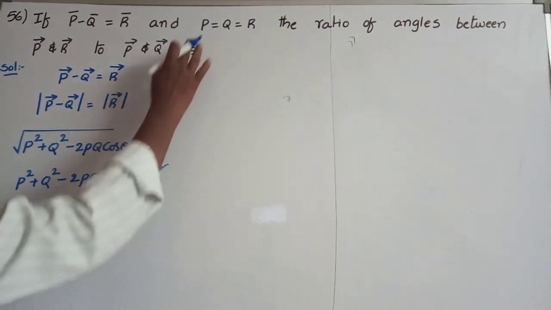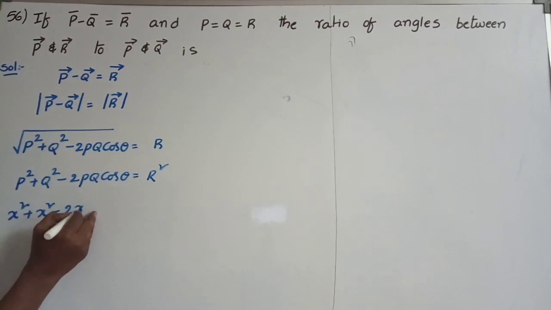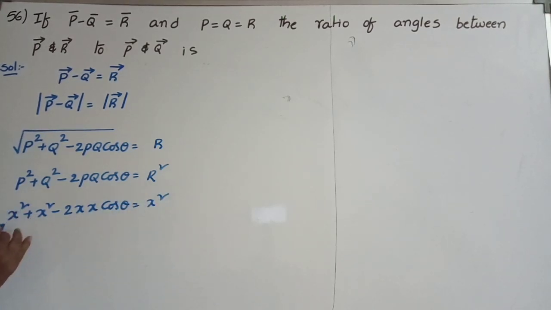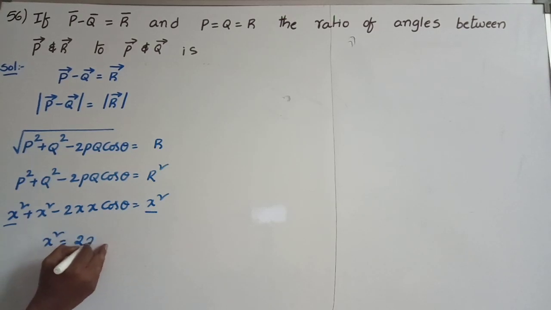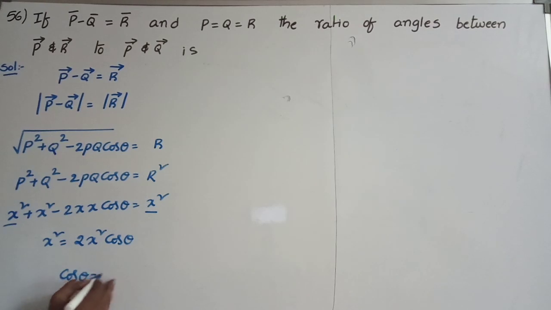But P is equal to Q is equal to R. Instead of P, you substitute x: x square plus x square minus 2x into x cos theta is equal to x square. Get cancelled. From this we can write x square is equal to 2x square cos theta. We can write cos theta is equal to 1 by 2. Then theta is equal to 60 degree. So this is the angle between P and Q. Next, the angle between P and R.